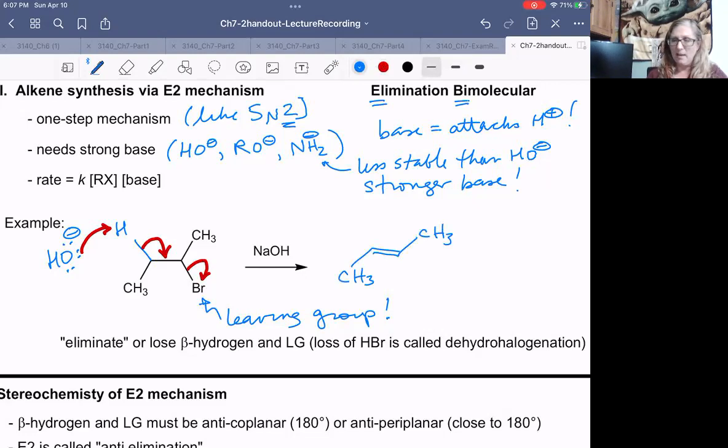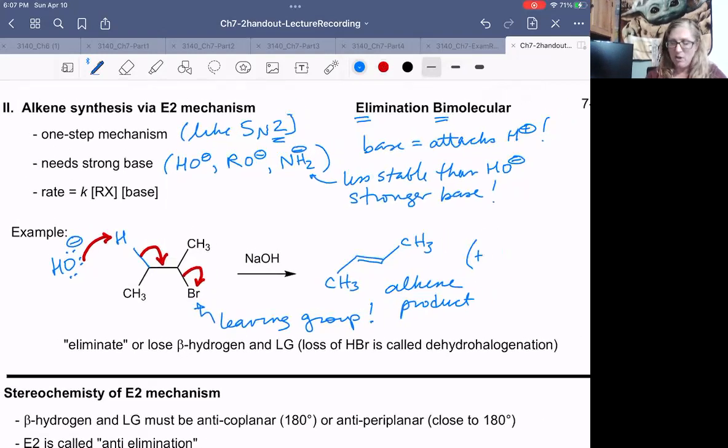So we make what kind of product? We make an alkene. We make an alkene product. So you could describe the E2 as a way to synthesize an alkene from an alkyl halide. Okay, what other byproducts did we make here besides just the alkene, just the organic product? We kicked off our leaving group, so bromide is generated.